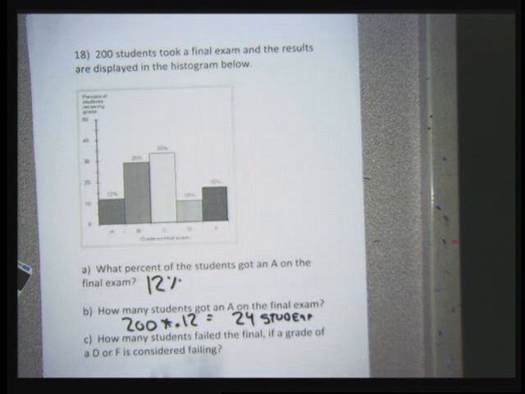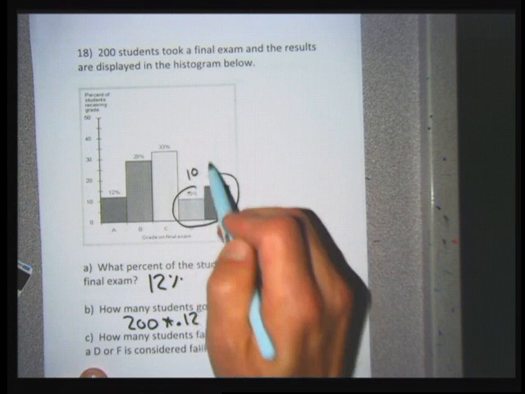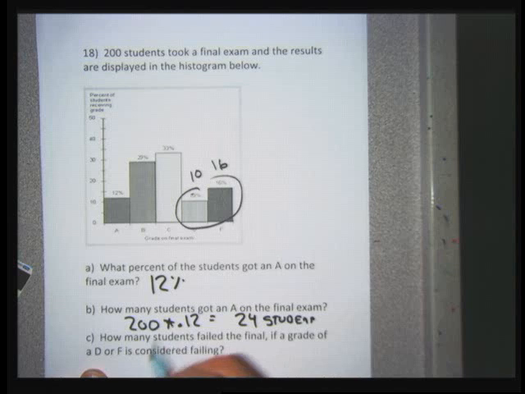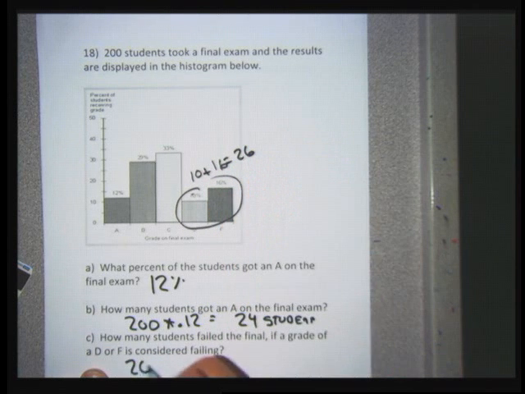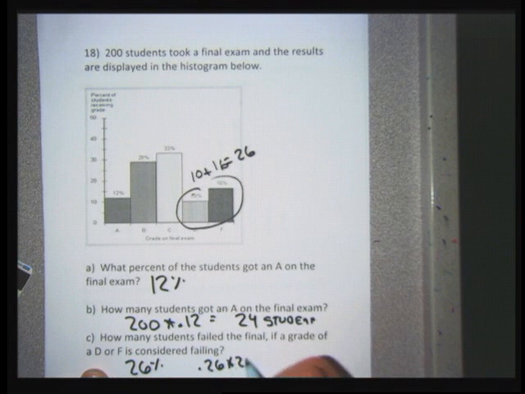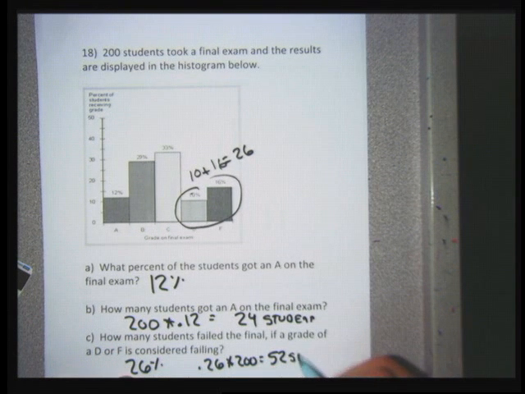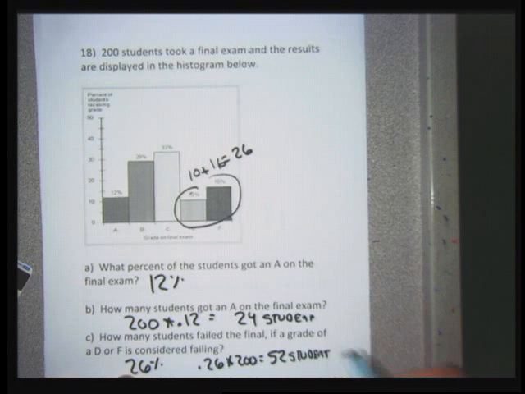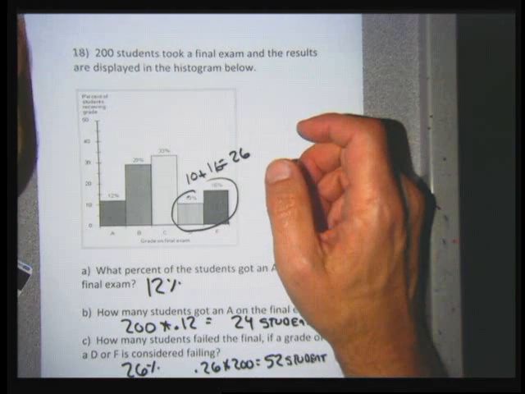And how many students failed, got a D or an F? Well, 10% got a D, 16% got an F. So 10 plus 16 is 26% of the students failed. And if you do 0.26 times 200, you'll get 52 students failed. Again, if you're considering a D or an F failing, and I usually consider that. Some students don't find D's failing, but I always think D is a failing grade. So that's the end of my work.